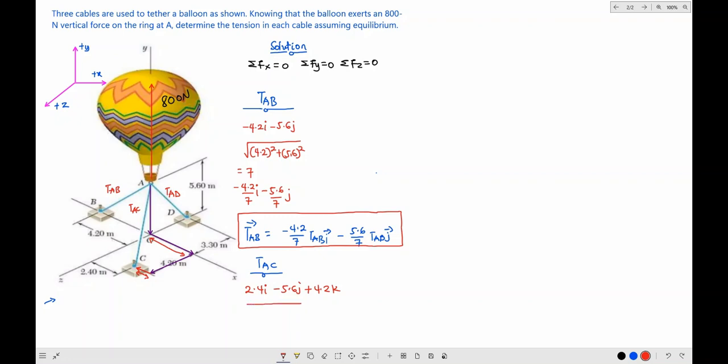So now let's find the magnitude of this. We're going to have the square root of 2.4 squared, plus 5.6 squared, plus 4.2 squared. This will give us a value of 7.4. So now, finding the direction vector, you have to divide the position vector by the magnitude. So we are still on TAC.